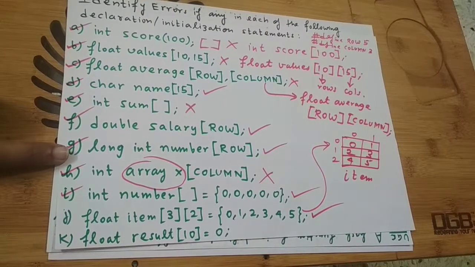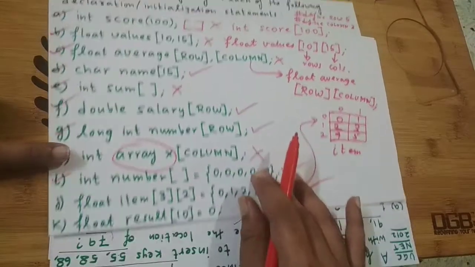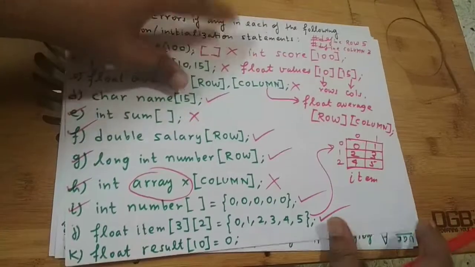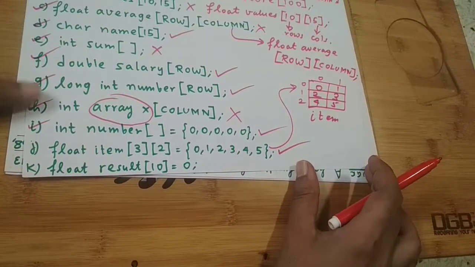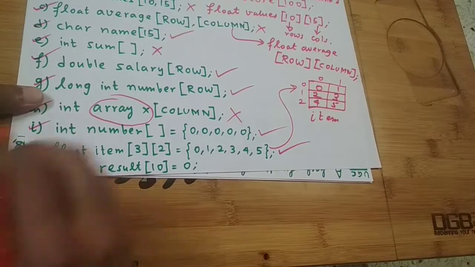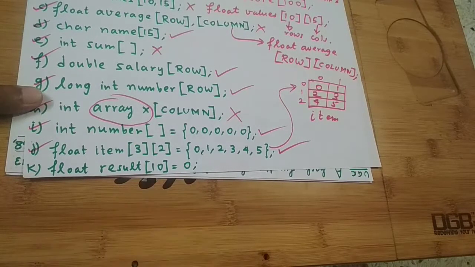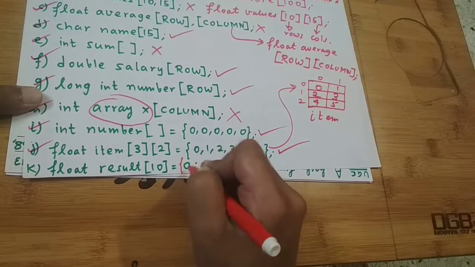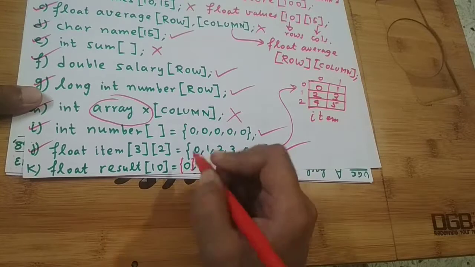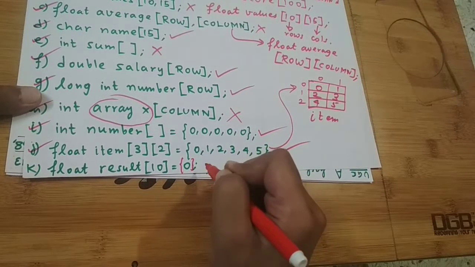And let's look at the last one. The last one says float result. So I'll just shift things around so that you can understand. I hope this is visible. So J is taken care of. Now float result of 10 equal to 0. Now this would have been correct had I enclosed my 0 within curly brace. See, I haven't enclosed my 0 within curly brace. That's why this is incorrect.